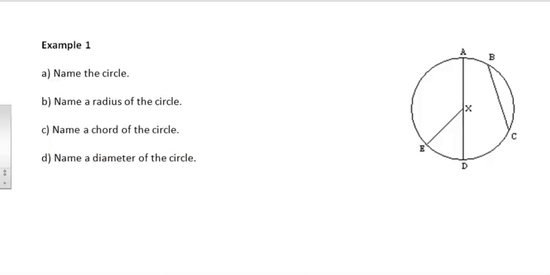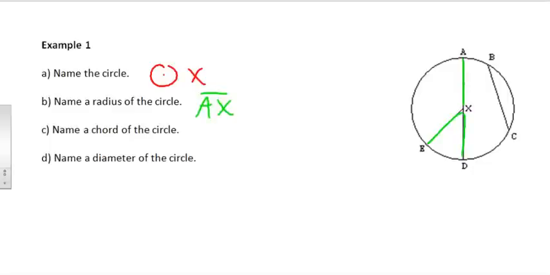Let's try a few examples here. Example number 1, name the circle. We learned earlier circles are named by the centers, so this is circle X. Part B, name the radius of the circle. Well, we have 3 to choose from here. We have segment AX, segment XE, or segment XD.